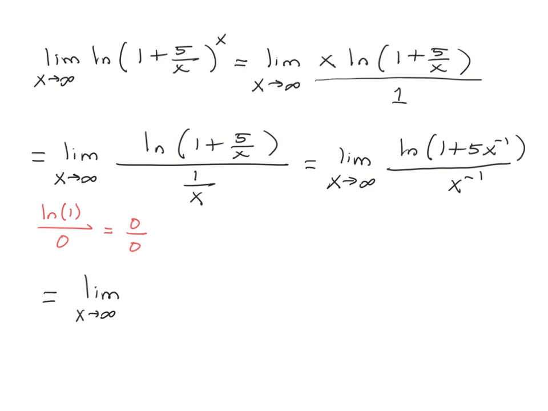So here we're applying L'Hopital's rule. The derivative of the top is 1 over 1 plus 5x to the negative 1. So that's the derivative of a natural log. It's 1 over this thing. But by the chain rule, you have to multiply by the derivative of the inside, which is negative 5x to the negative 2. Now, if I differentiate the denominator, it's going to be negative x to the negative 2. I'm going to note here that this is the step where we applied L'Hopital's rule.